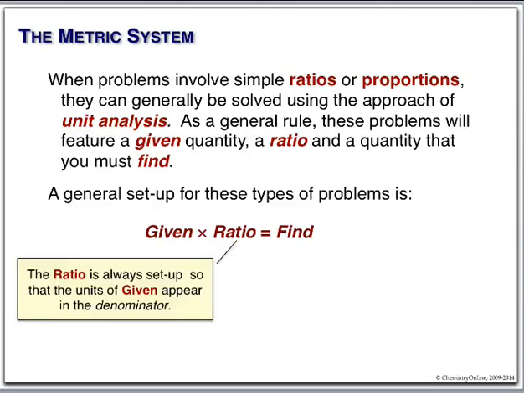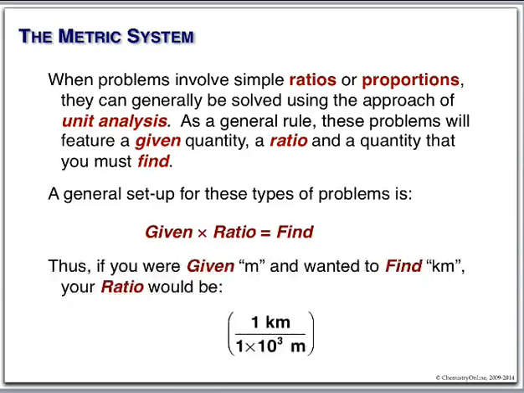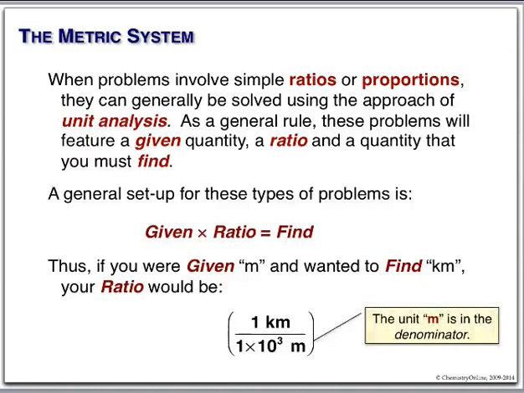Rule is, whatever the units are for given, you must put them in the denominator of your ratio. If you are given meters, some number in meters, and you want to convert this to kilometers, what you're given would be meter, wouldn't it? What ratio could we write for kilometers? We could say that 1 kilometer is the same as 10 to the third meters. And to use this, we simply need to make sure meter, which matches given, is in the denominator.